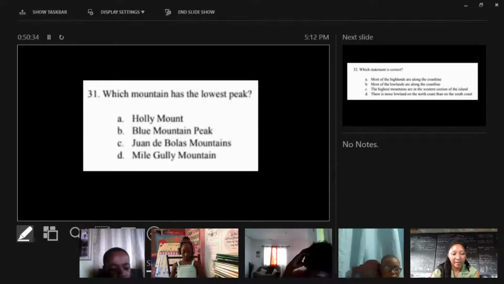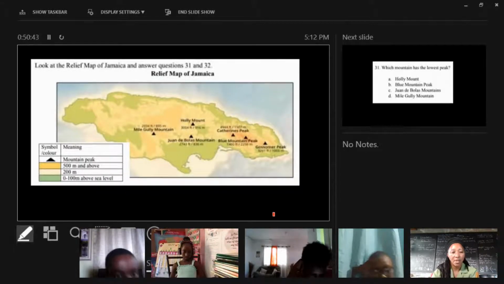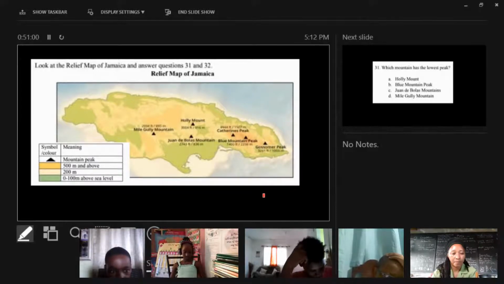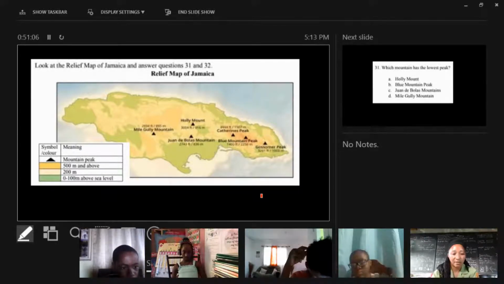So let's look back at the map. So we're looking for Holly Mount, Blue Mountain Peak, One de Bolas, and Mile Gully. And it's the lowest one they want. So that means we'll be looking for which one is in the green. Or we can also look at the meters beside. Are you able to say for this one, Antoine? No, miss, the scale, not but the measurement for each mountain looks very.